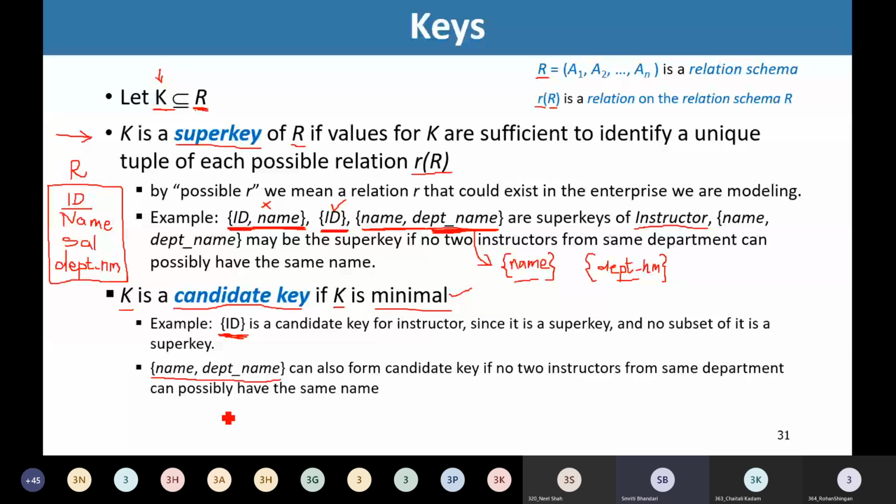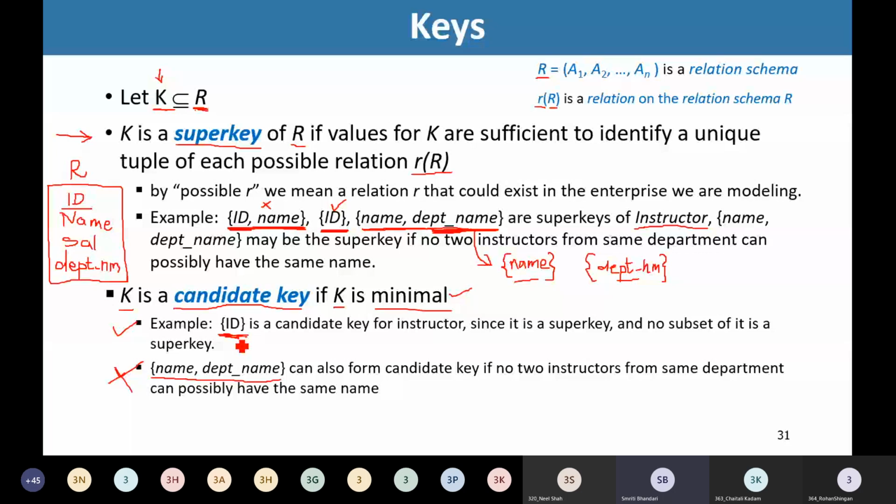I will select a candidate key as the primary key such that it will never change, or even though it changes, it will change very rarely. So obviously, I will pick ID as the primary key for my instructor relation. I will not select this other one. The reason is, ID is a unique number provided for every instructor. So the ID for the instructor will never change.